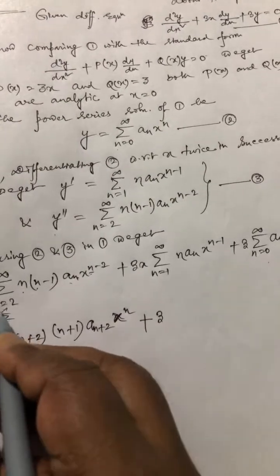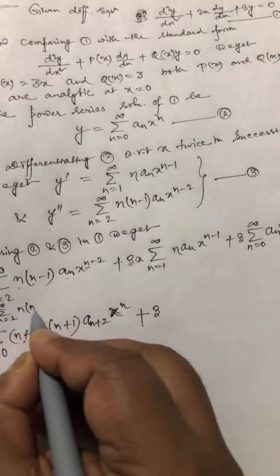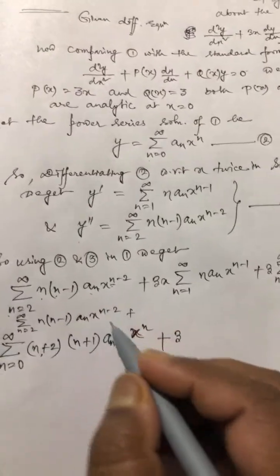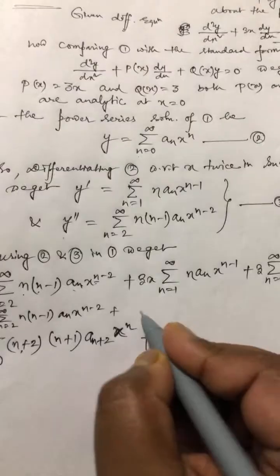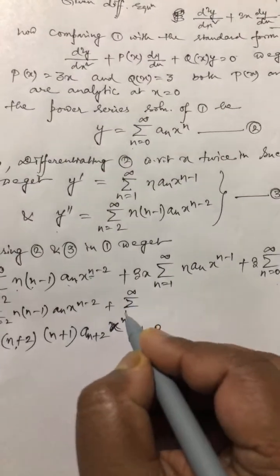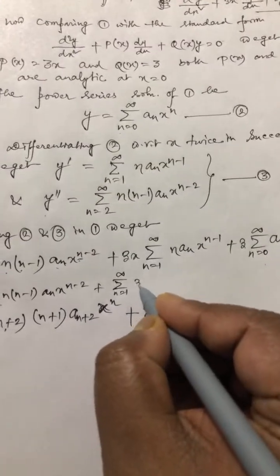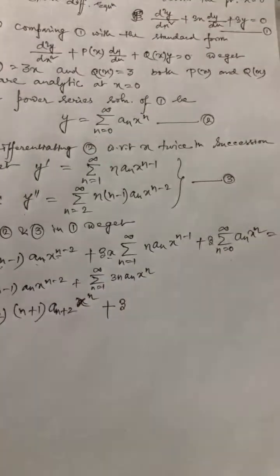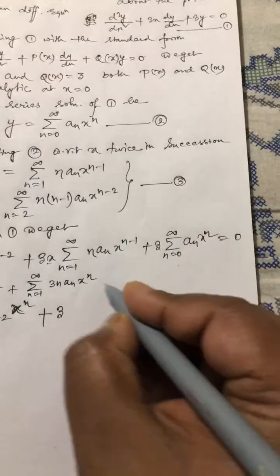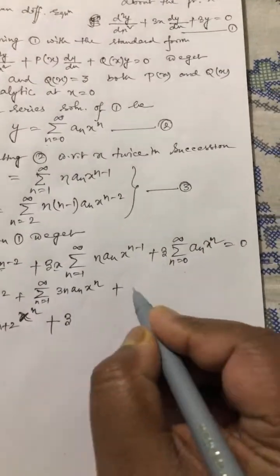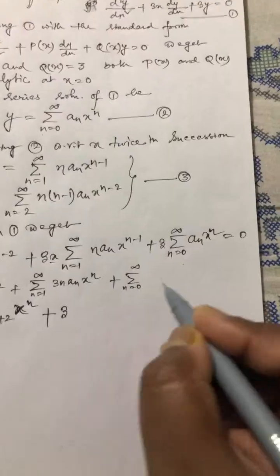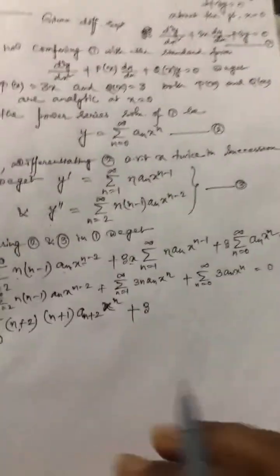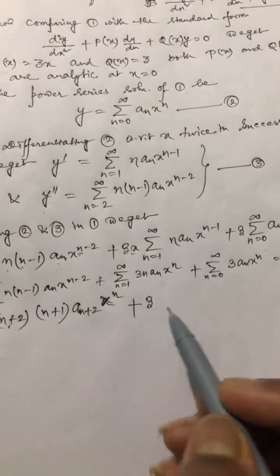You can write this one too: summation n equals 2 to infinity, n into n minus 1, a n x to the power n minus 2. And after that you can write in this fashion, summation n equals 1 to infinity 3n a n x to the power n, because already there is some x. This part can also be written as summation n equals 0 to infinity 3 a n x to the power n, and this is equal to 0. Now you can modify this one too.